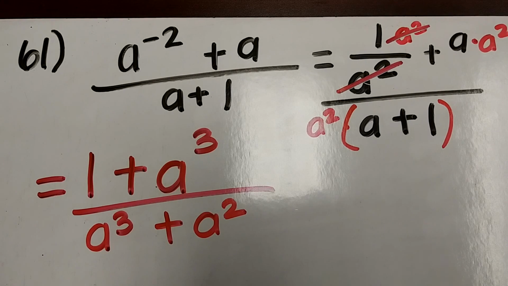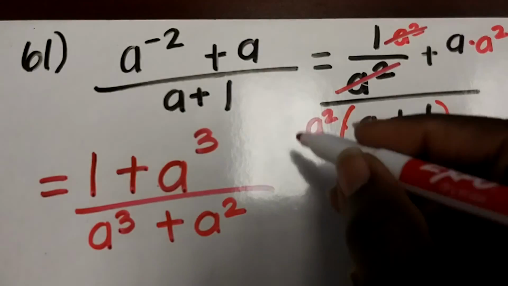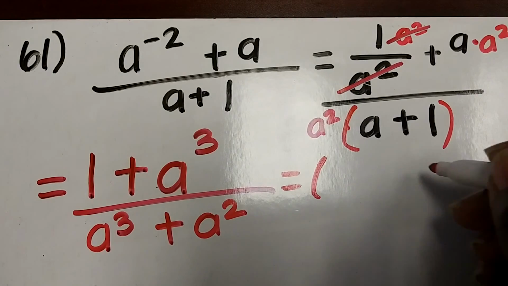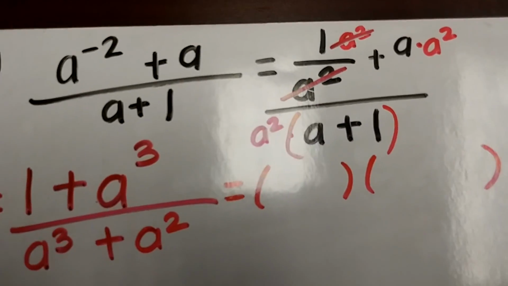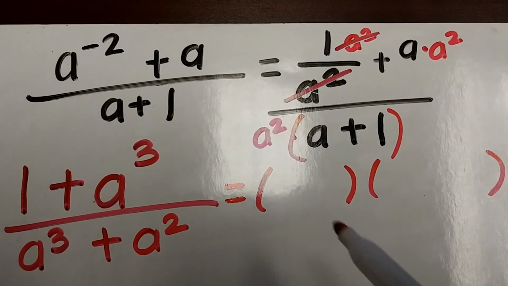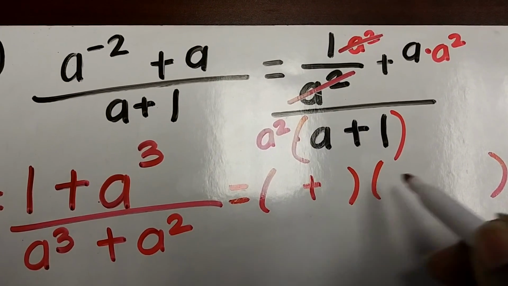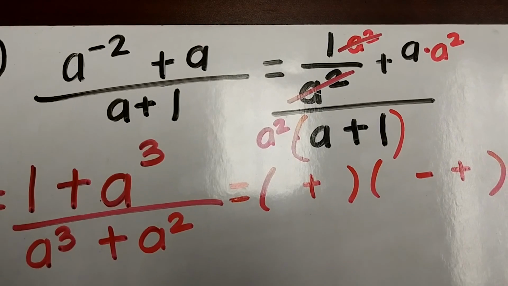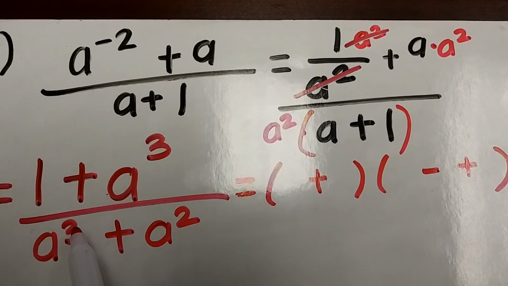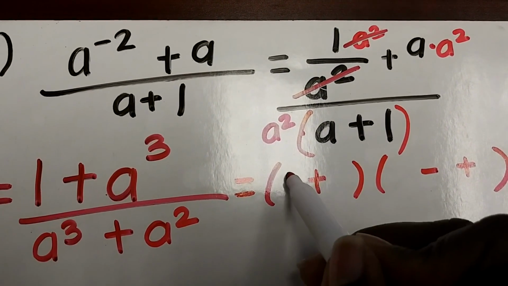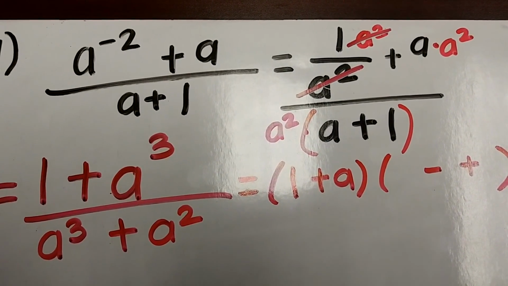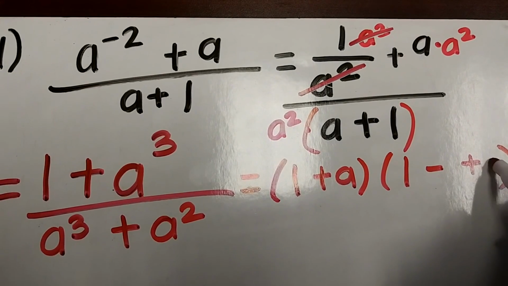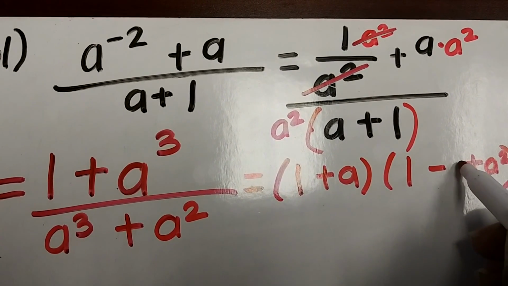Look at your numerator. This is a sum of 2 cubes. So I have my little parentheses and my big parentheses. And my sign order is plus, minus, plus. It's a little backwards, but you still work it the same way. The cube root of 1 is 1. Cube root of a to the third is a. Square root of 1, square root of a. Multiply 1 and a.